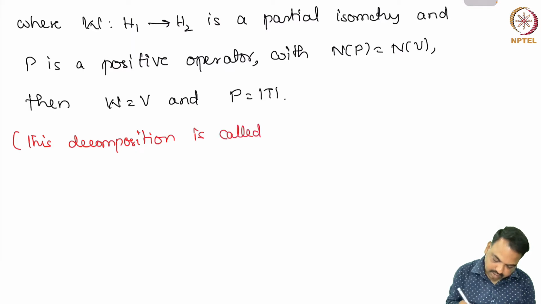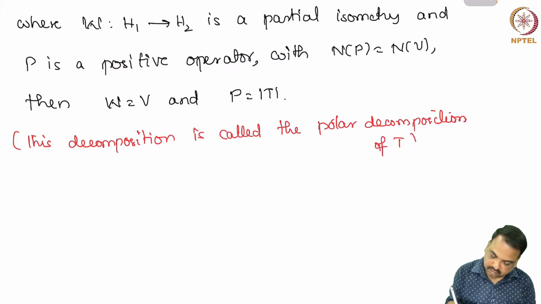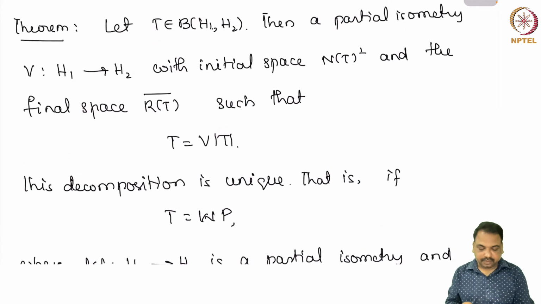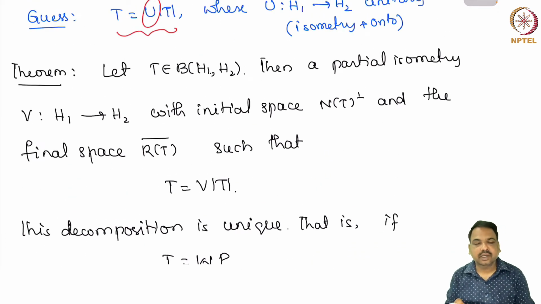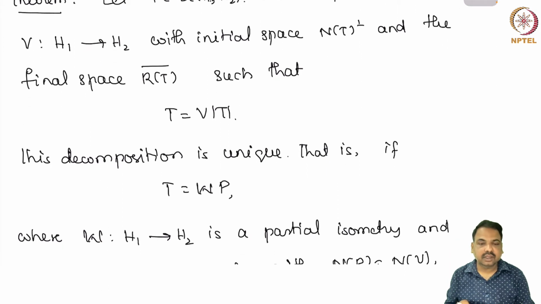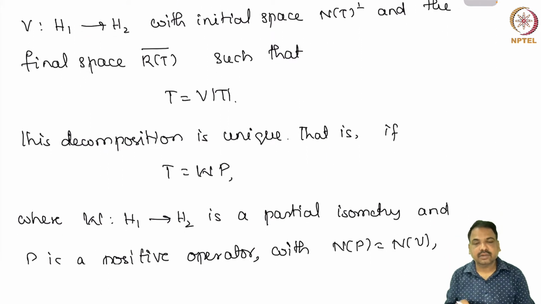So we can write T as V mod T, where V is a partial isometry with initial space the null space of T perp, and final space the closure of the range of T. And if there is another decomposition like this with kernels of W and P the same, then W is nothing but V and P is nothing but mod T. That means if we have a decomposition T equal to V mod T with kernel V equal to kernel mod T, then we can conclude that it is the polar decomposition.